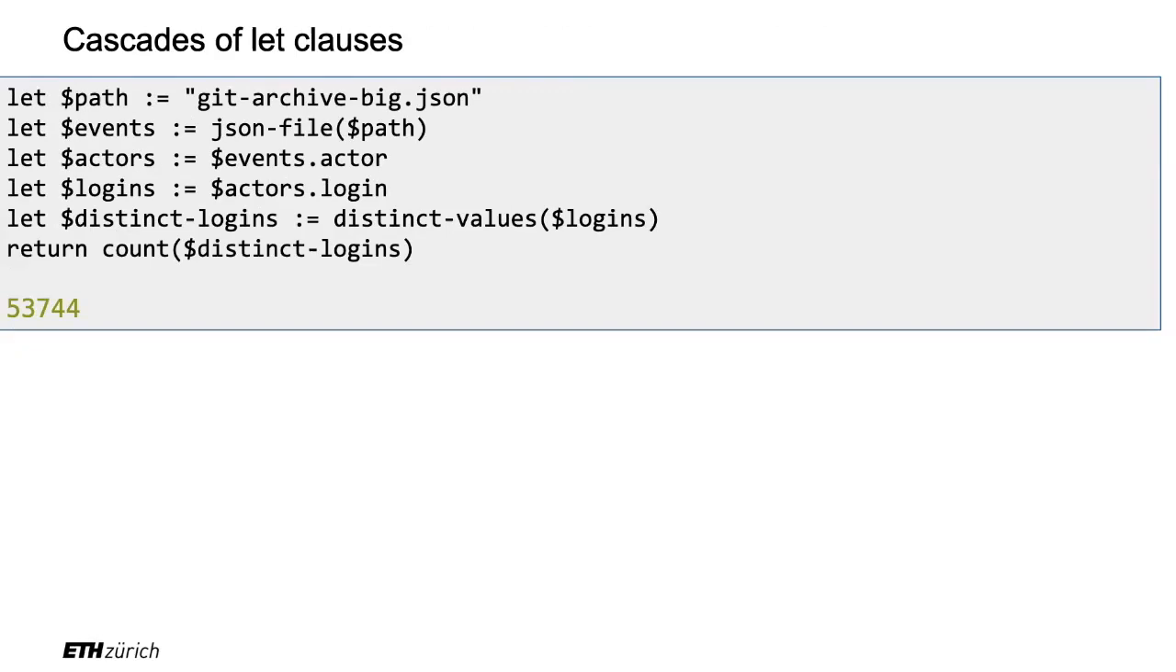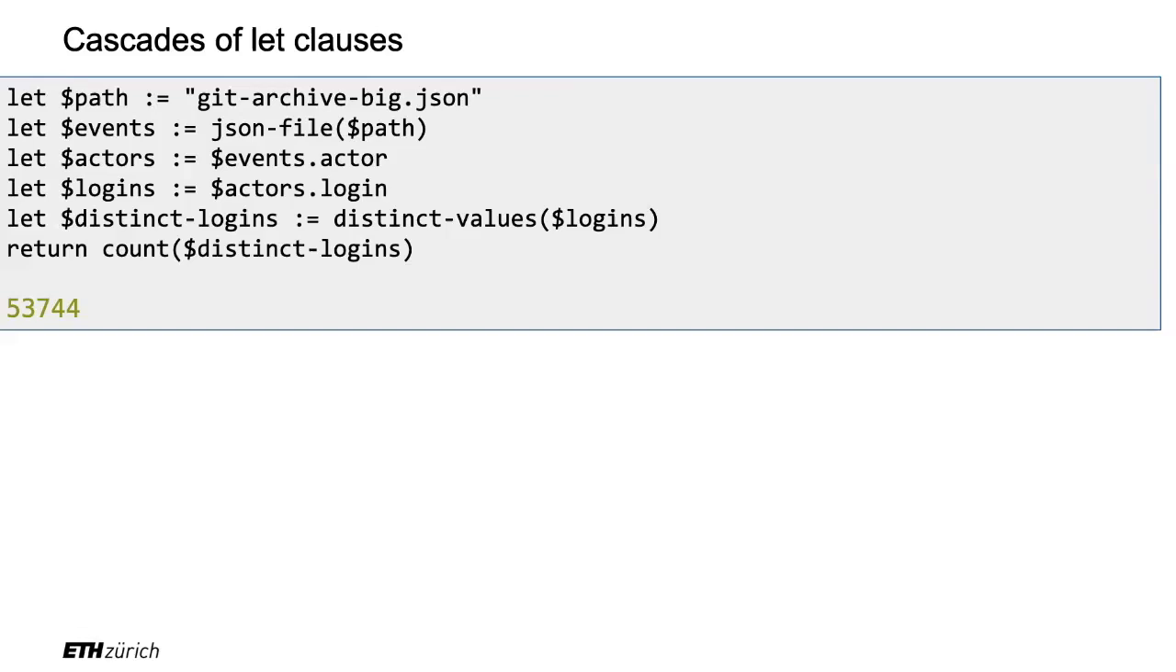Then here's another one. Now I use a cascade of lets that was also in the tutorials that I gave you. It's just a more step-by-step way of writing a query. So I'm looking at the path, then I open the file that gives me the events, then I look at the actors. There's plenty of them, right? Then I look at the logins by navigating inside login. Then I look at the distinct logins by calling distinct value on logins. So you see every variable depends on the preceding variables, right?